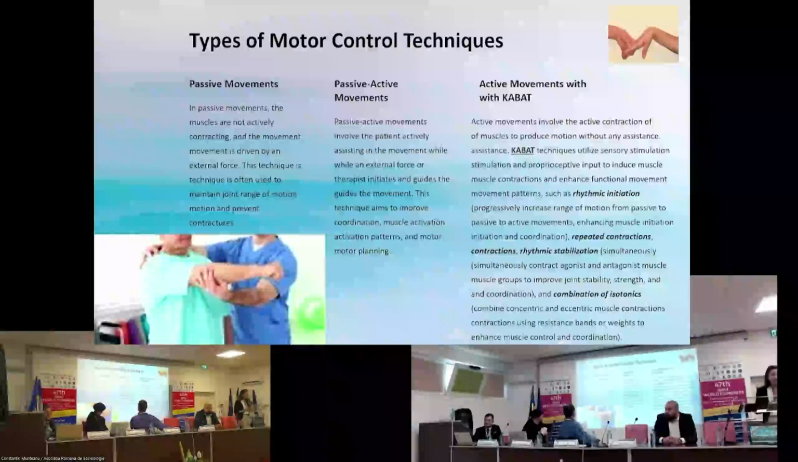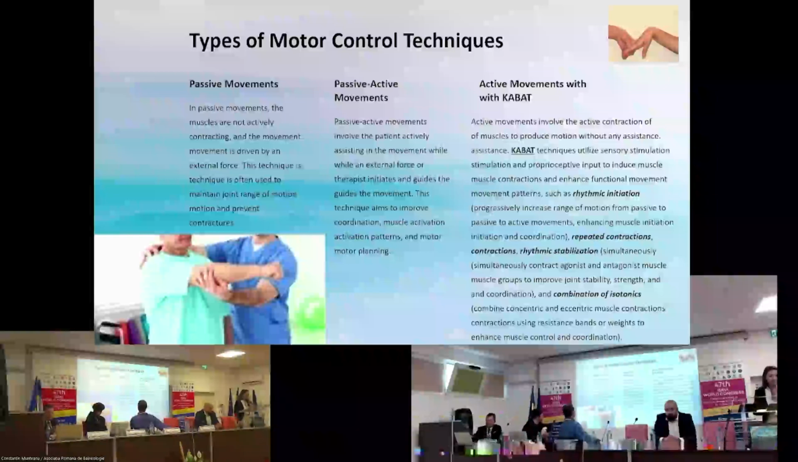Regarding the 3 types of motor control techniques, most of you know, but in the passive movements, the muscles are not actively contracting and the movement is driven by an external force. This technique is often used to maintain joint range of motion and prevent contractures. In the passive-active movements, the patient actively assists in the movement while an external force or a therapist initiates and guides the movement. This technique aims to improve coordination, muscle activation, and motor planning. And active movements involve the active contraction of muscles to produce motion without any assistance.